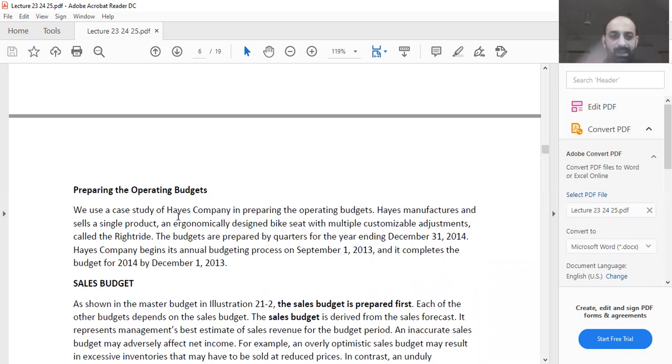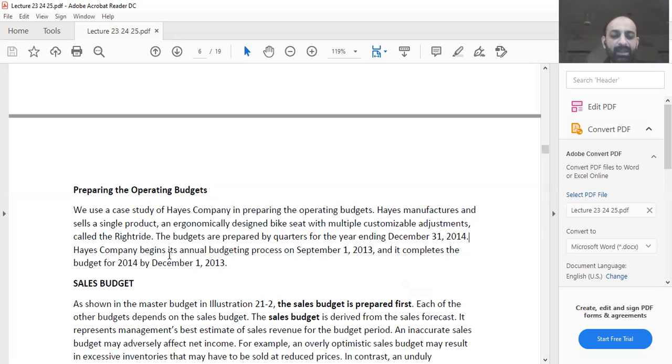We use a case study of Hayes company in preparing the operating budgets. Hayes manufactures and sells a single product. So the company in our case study is called Hayes company. It is into production and selling of a single product, which is a bike seat with multiple customizable adjustments, and that product is called Right Ride. The budgets are prepared by quarters for the year ending December 31, 2014. So your budgeting is quarterly.